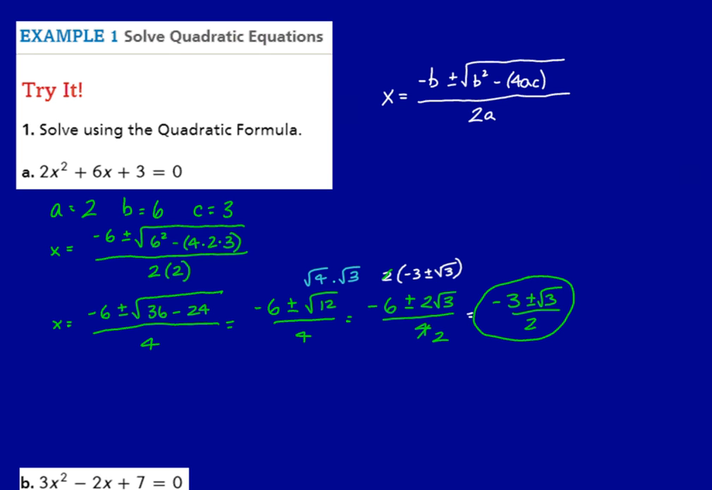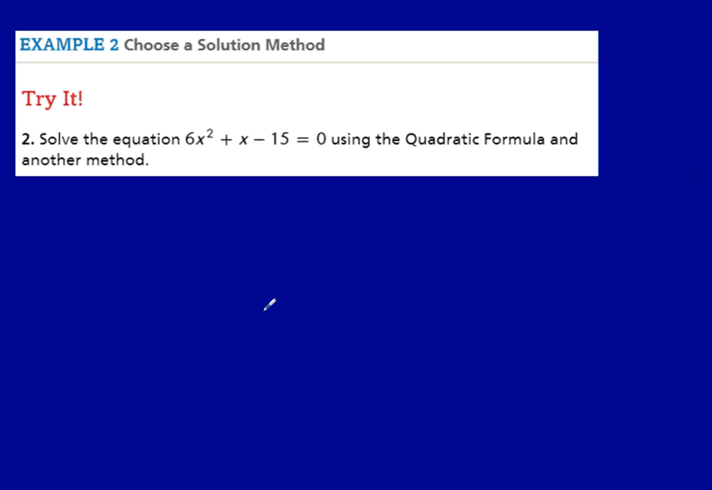On the next time I see you, we'll do B in class together. Let's turn the page. It says solve the equation using the quadratic formula and another method. So hopefully this one's prettier and it's cleaner for us to use. But let's once again write down the quadratic formula.